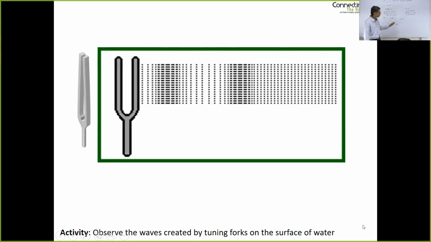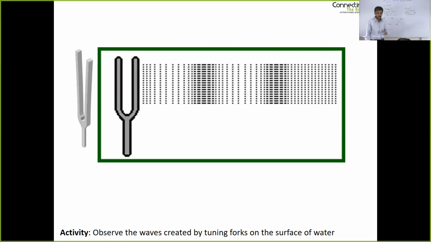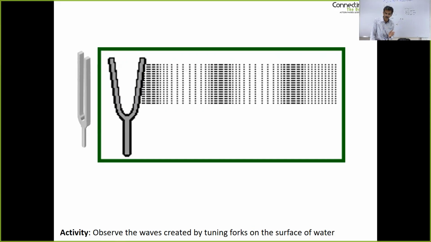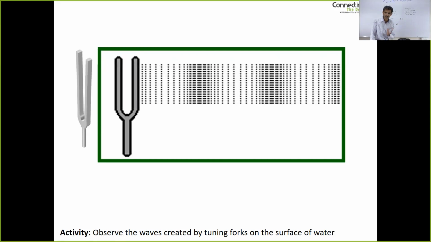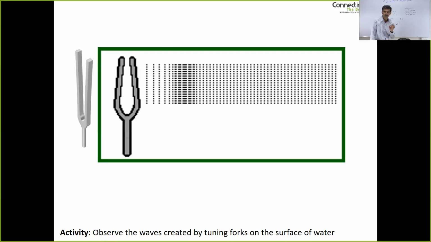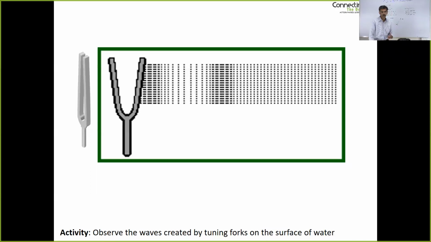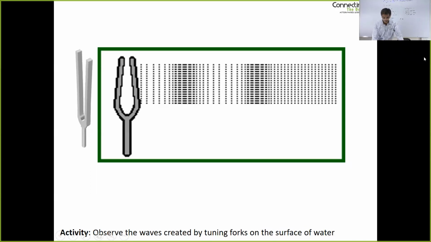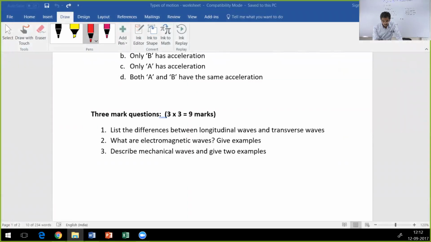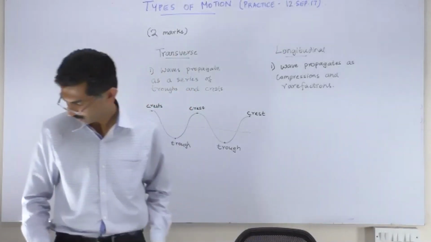You can see that as the tuning fork vibrates, it causes changes in the pressure of the air around it. There are areas of high pressure and areas of low pressure, and these are moving through the air as sound waves. This is what we mean by longitudinal waves moving as a series of compressions and rarefactions. So that was the first difference.